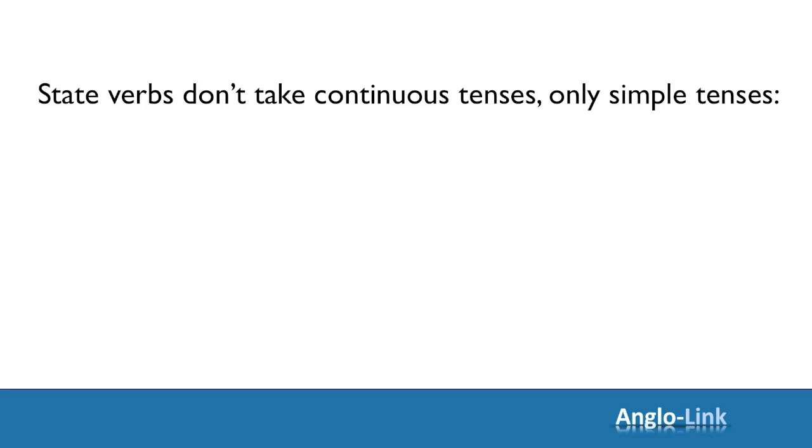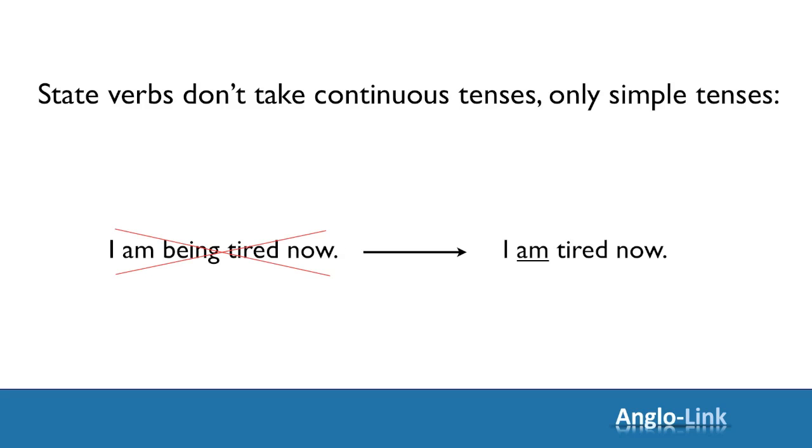For example, let's look at the verb to be. I'm being tired now. Doesn't sound right, does it? Because it's a state verb. We only use simple tenses with state verbs. So I'm being tired now changes to I'm tired now.